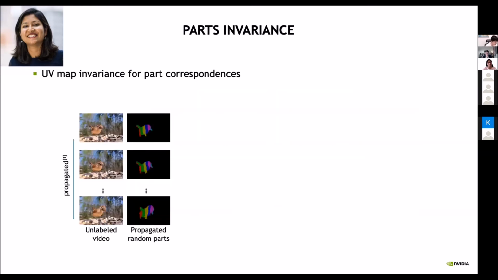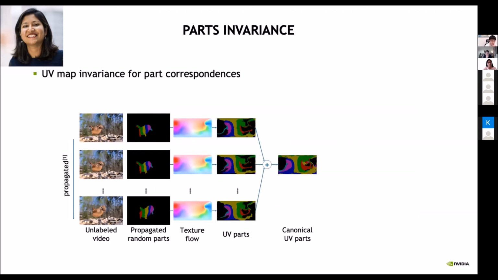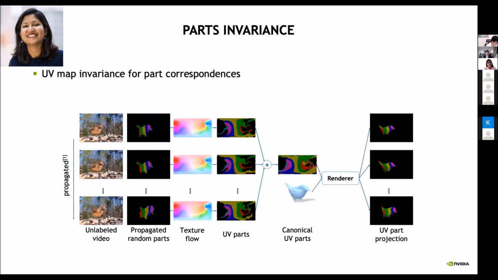For the task of video object reconstruction as well, we can similarly propagate the random strips from the first frame to the rest of the video using a self-supervised method for establishing dense correspondences between video frames. After that, we map the individual parts to the UV space using the learned texture flow for each frame and average across all the frames to obtain a more reliable UV parts map. We warp the average UV parts map onto the predicted shape for each video frame and render it back to the 2D space with the predicted camera viewpoint.